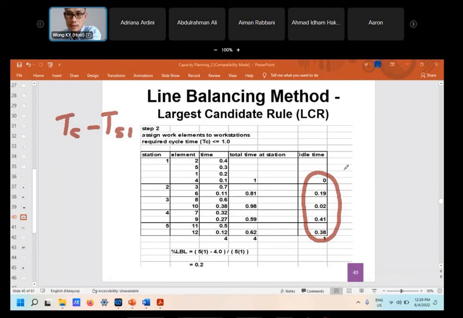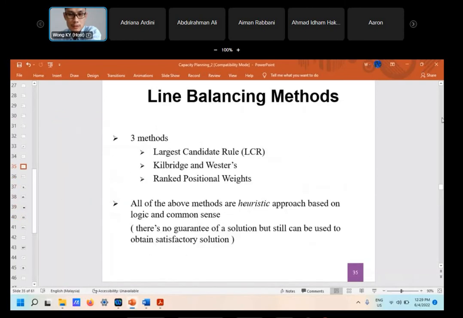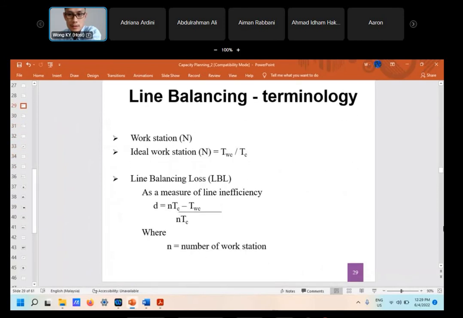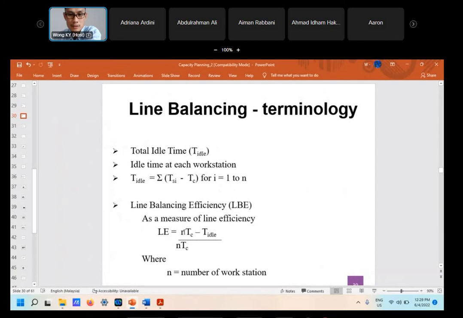Right, so once you have done this, then you can calculate two more parameters. Normally, the question will ask you to calculate either line balancing loss or line balancing efficiency.